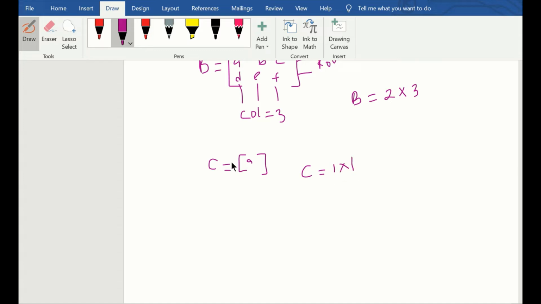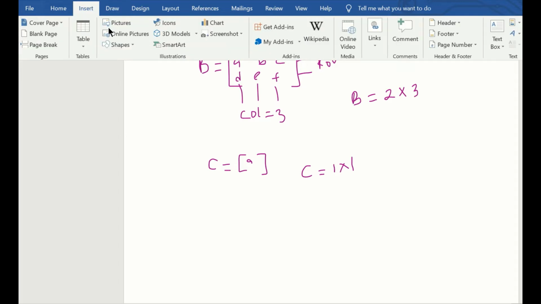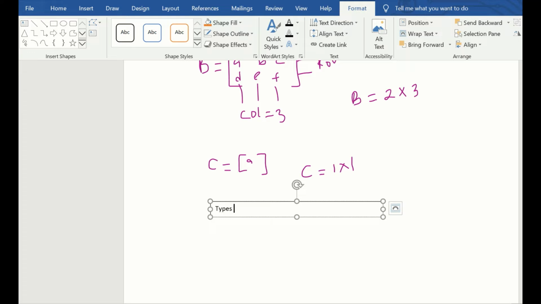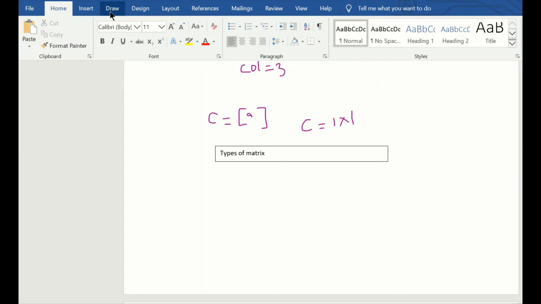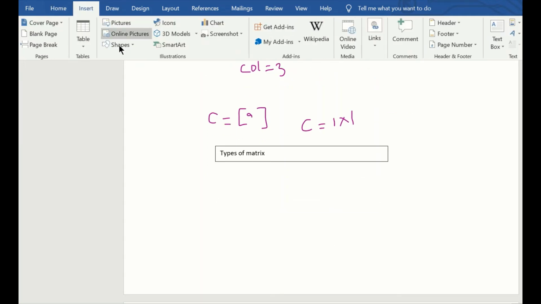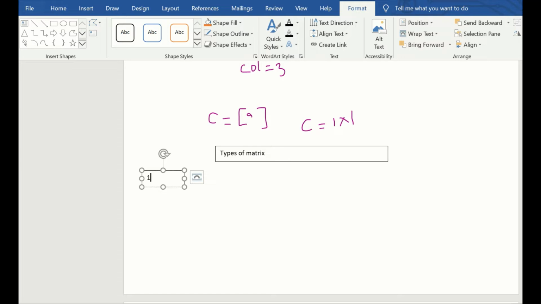So this is a matrix. Okay, now let's look at some types of matrix. Types of matrix. The first type of matrix I'll be showing us is called the column matrix.